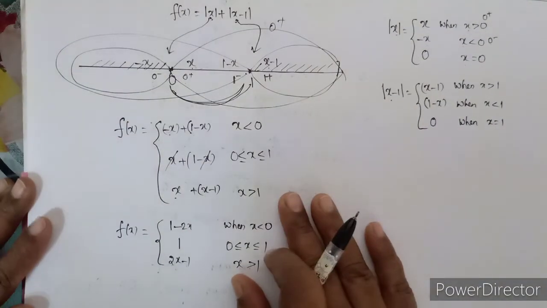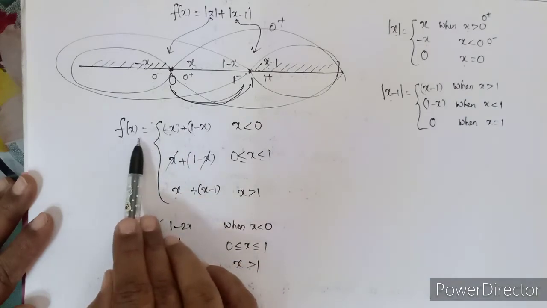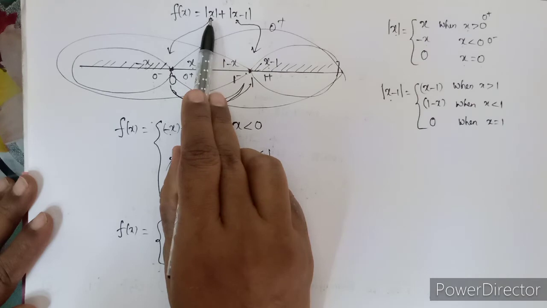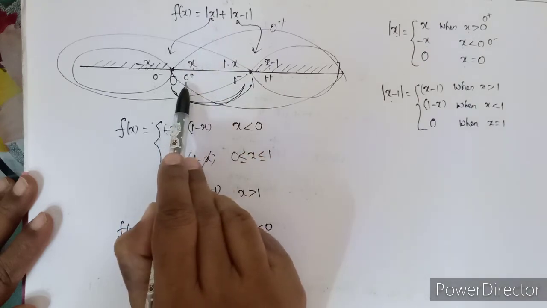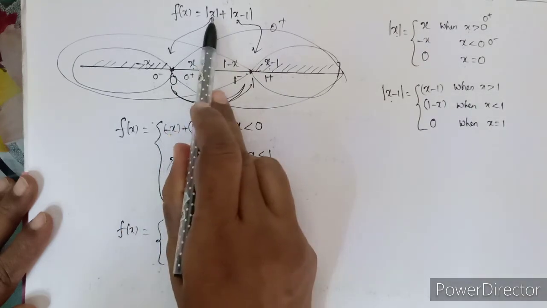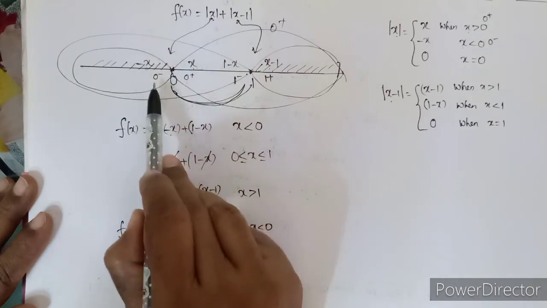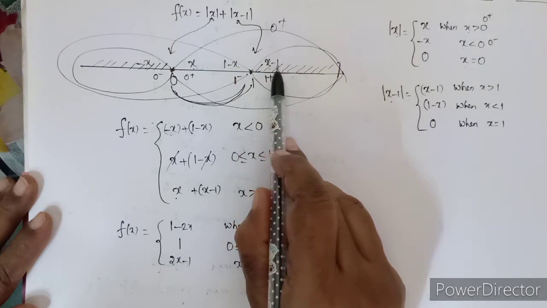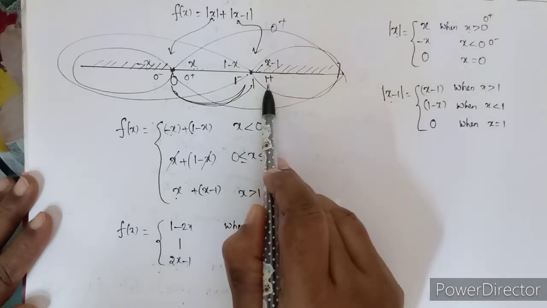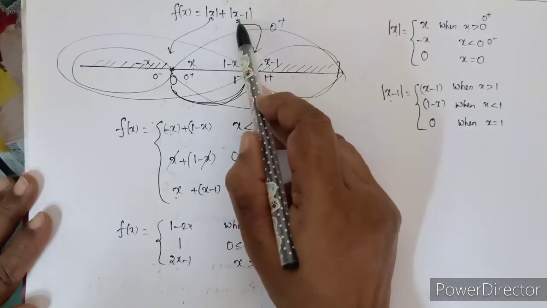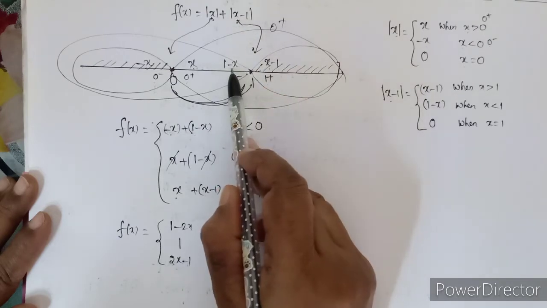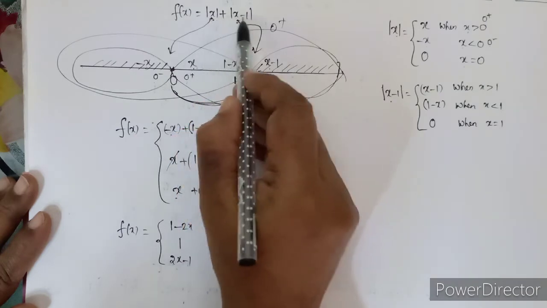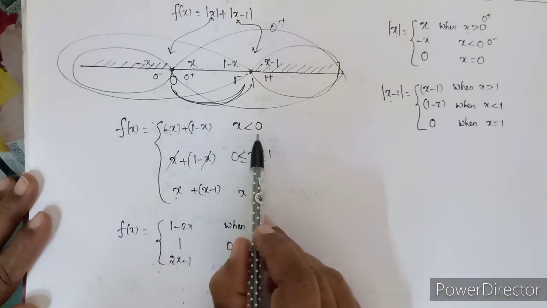Now I repeat, f of x is equal to mod x plus mod of x minus 1. We write mod x as plus x when x tends to 0 plus. Mod x is equal to minus x when x is in 0 minus. Mod of x minus 1 is x minus 1 when x is in 1 plus, the positive neighborhood of 1. Mod of x minus 1 is 1 minus x when x is in 1 minus. We should add these two mods. So we have to prepare now for 3 cases.